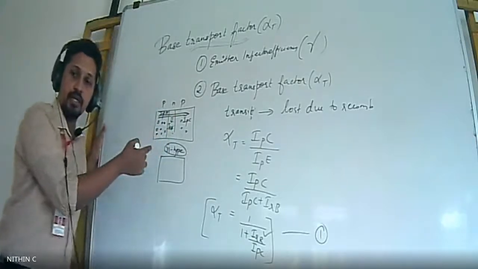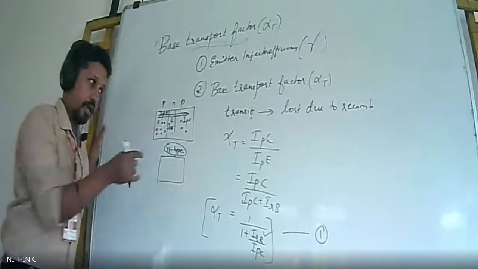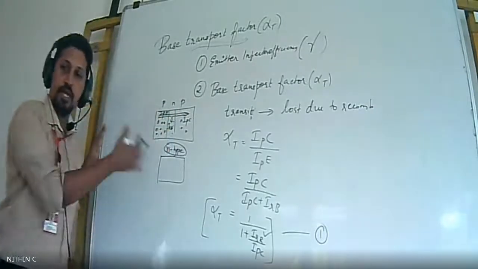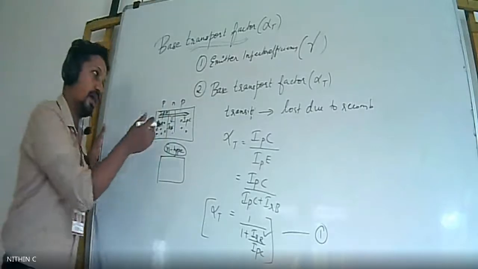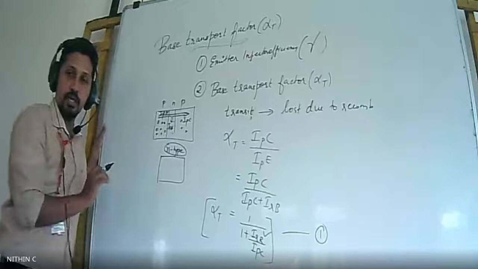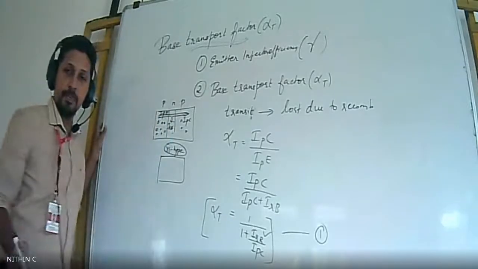In other words, we can say that by reducing the doping on the n side, see, actually I have drawn 3 electrons. It's not like that. We'll be having plenty of electrons there. So by reducing the doping on the n side, we can reduce the IRB. Correct? If the number of electrons here is less, the number of recombinations will be less. So that is one method.